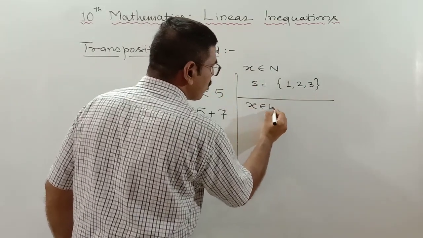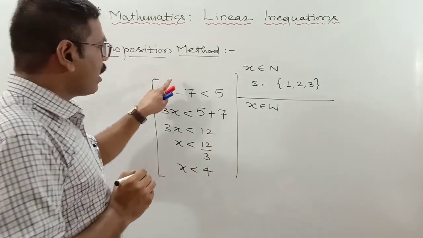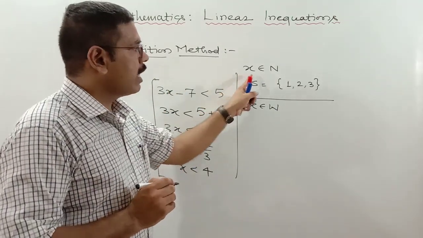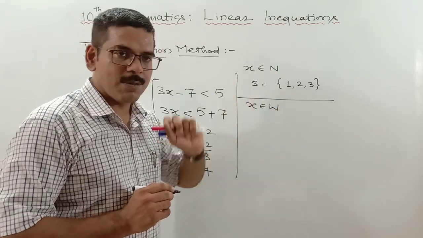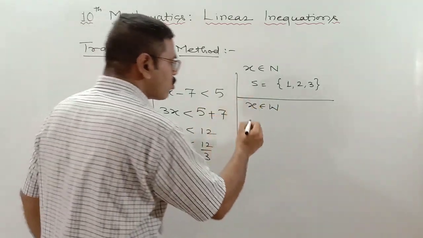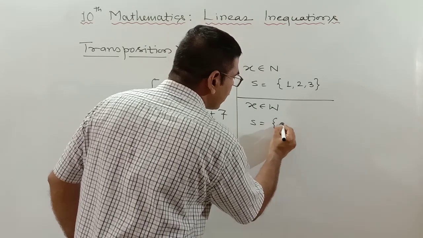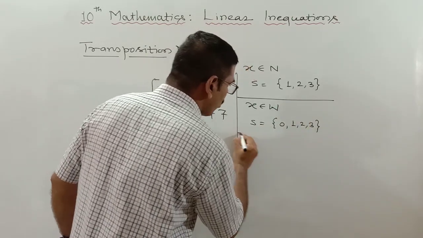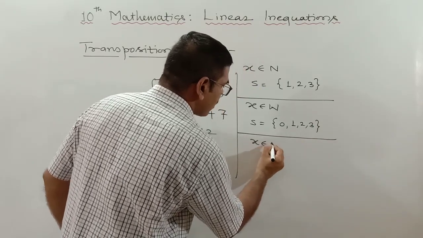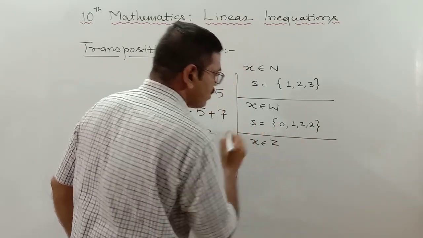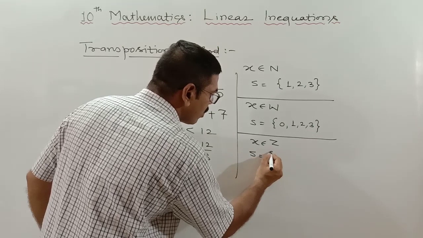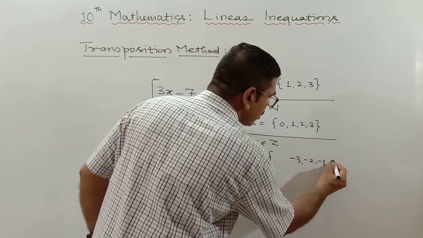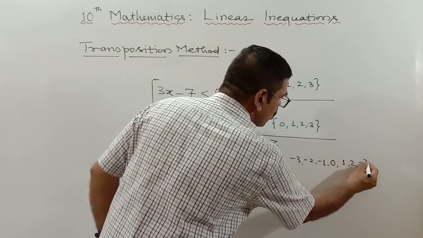Suppose it would be given in the question that x belongs to W. Here in the question it will be given where x belongs. Suppose x belongs to N, then your solution set will be that. If x belongs to W, your solution set will change. Suppose x belongs to Z, then your S will change. Minus 3, minus 2, minus 1, 0, 1, 2, 3.